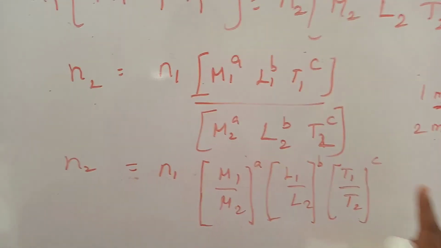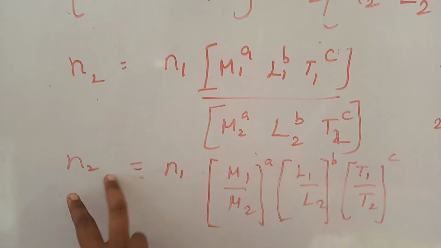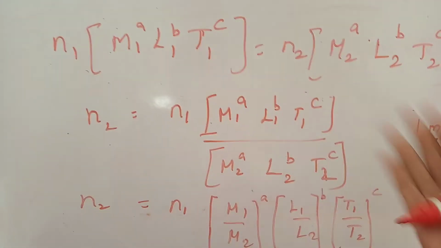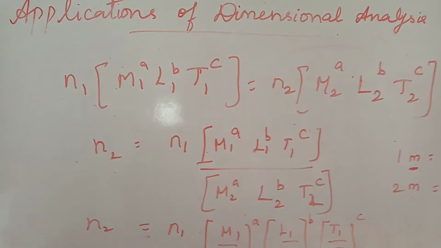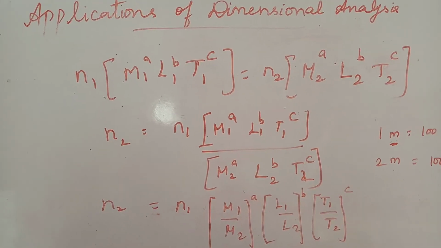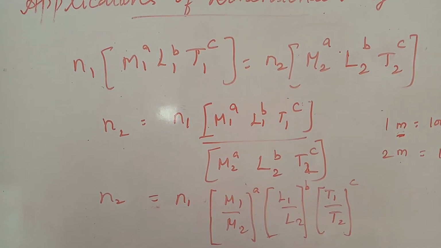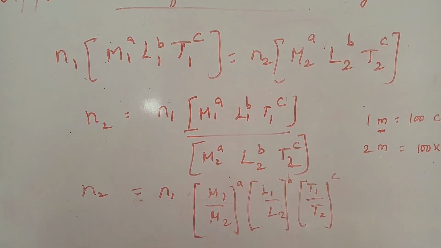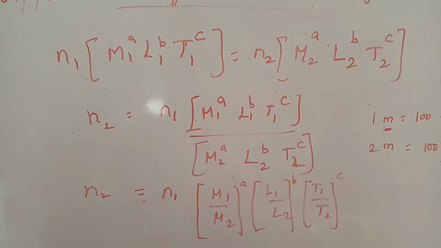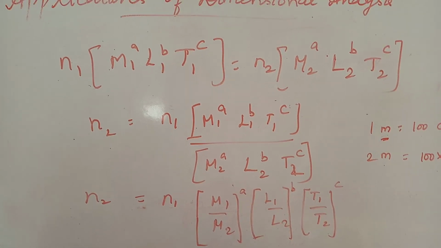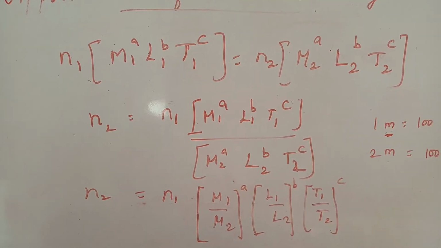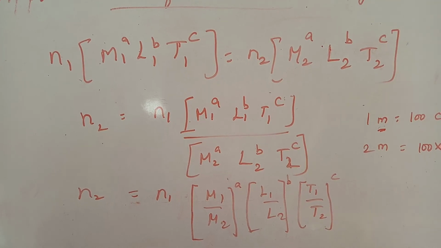When you do this, you can find the number that should be multiplied so that it gets converted from one unit to another unit. This is how we use dimensional analysis to convert from one unit to another unit for a physical quantity. This can be very well understood by the example problem which will be discussed in the next video. Thank you.